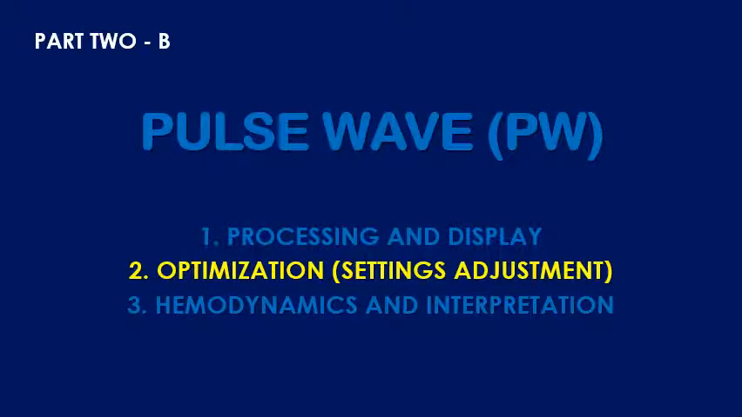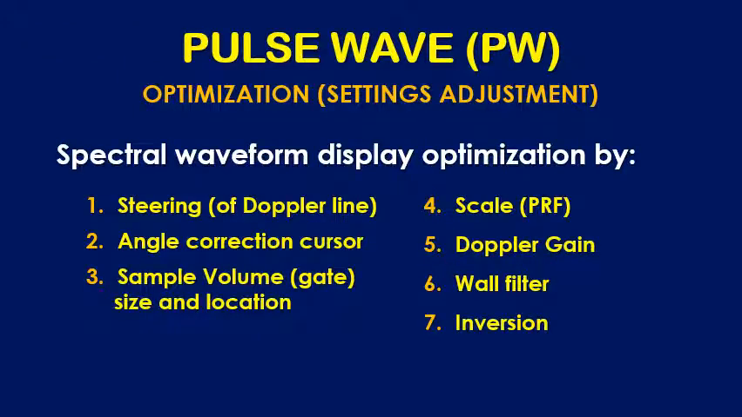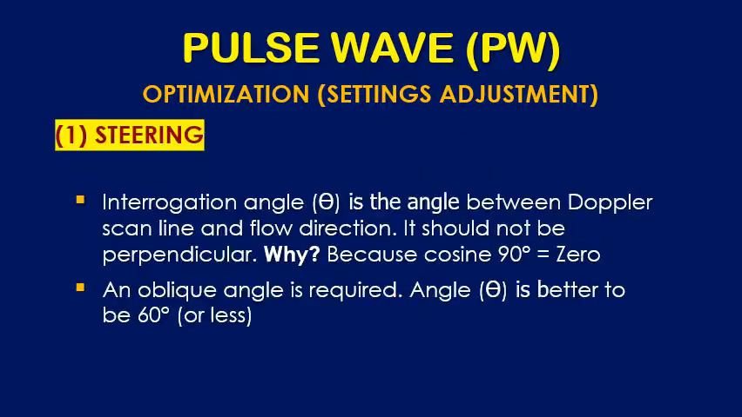So let's discuss the optimization or the settings adjustment. As you see here, these are the variables or the players to be adjusted. Now we come to the first setting to adjust, which is the steering. Steering of what? Steering of the Doppler scan line. And it should not be 90 degree to the flow direction.